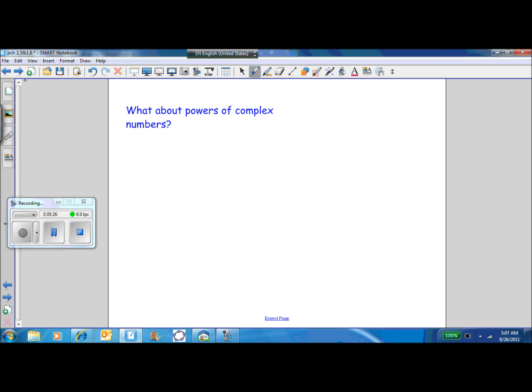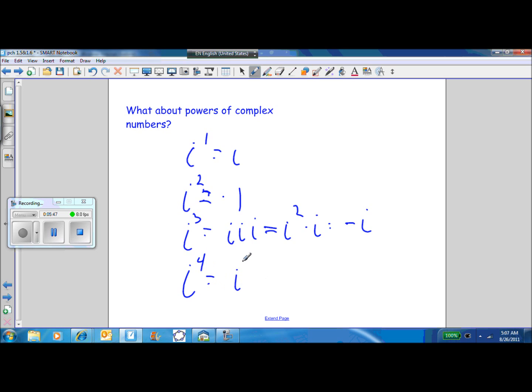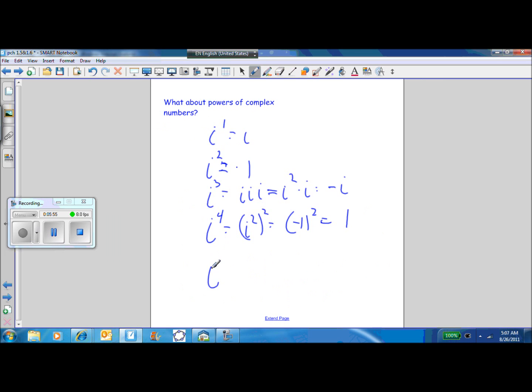Okay, what about powers of complex numbers? Well, i to the first is i. i squared is -1. So i cubed, or i squared times i, is -i. i to the fourth is i squared squared, -1 squared, is 1. i to the fifth is i to the fourth times i. So you get i. And you see the pattern?